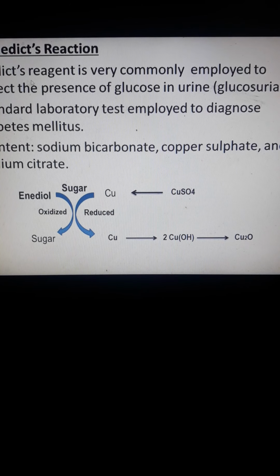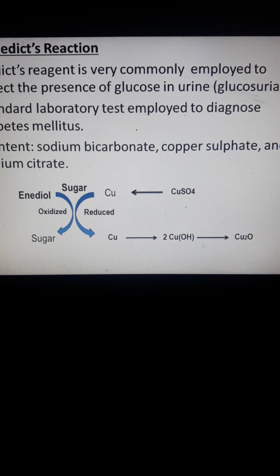So Benedict's reaction. Benedict's test reaction is very commonly employed to detect the presence of glucose in urine, known as glucosuria. Okay, usually this is employed to diagnose diabetes mellitus patients. So the contents: we have sodium bicarbonate, copper sulfate, and sodium citrate. So during the Benedict's reaction, the copper sulfate is reduced to cuprous oxide, while the enediol oxidizes to sugar.